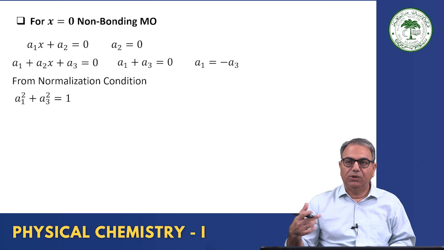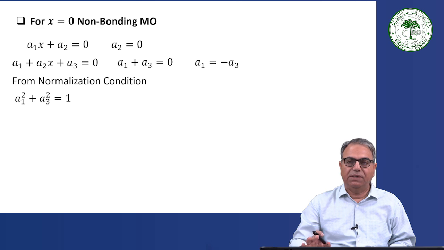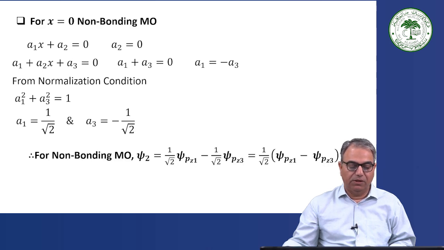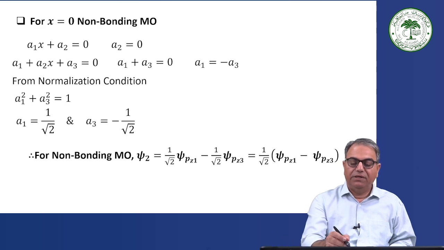a1 square plus a2 square plus a3 square is equal to 1. Now, since a2 is equal to 0, I have omitted that. Now, it is a1 square plus a3 square is equal to 1. Okay. And a1 is equal to 1 by root 2 and a3 is equal to minus 1 by root 2. Okay. So, a1 is equal to minus a3.